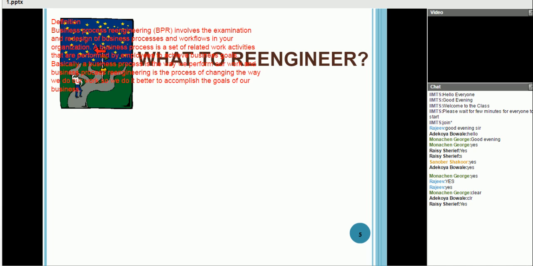Now a question arises: what to re-engineer? I just gave the answer in my explanation a few minutes back. Can anyone tell me what to re-engineer in business process re-engineering? Let's see who answers the question. Yes, everyone, please attempt. Process. Very good. The style of work. Okay, to some extent.